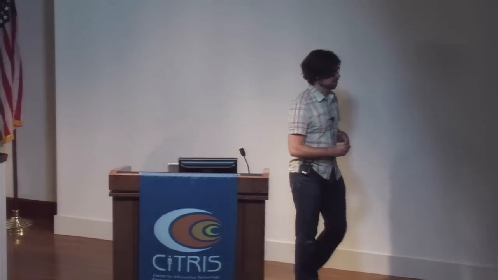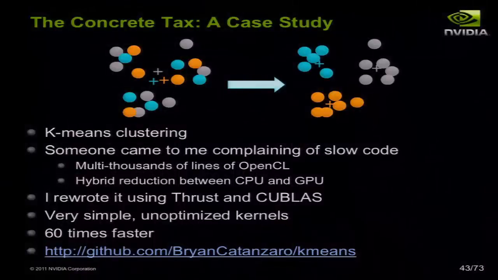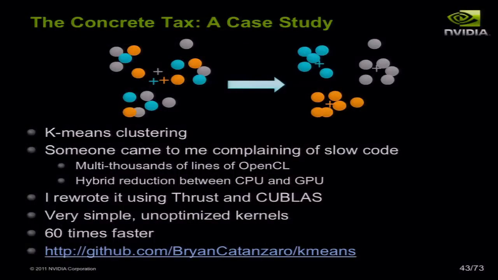So just to give a concrete case study. Somebody came to me a couple weeks ago and said, I have this k-means clustering code. This is a machine learning algorithm. I wrote multiple thousands of lines of OpenCL, and they showed me 50 slides of all the stuff that they had done to make it go fast. But my code still isn't very fast. I had to use this really complicated hybrid reduction that was half on the CPU and half on the GPU. Getting it correct took me forever, and it's just not very fast.